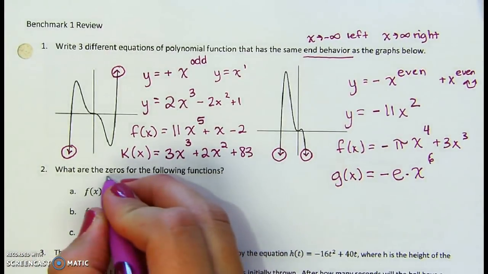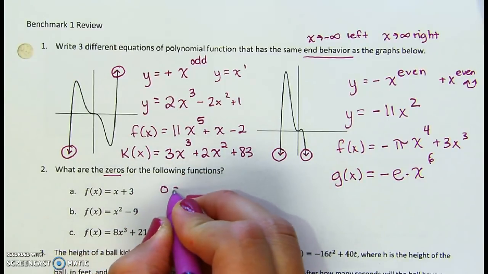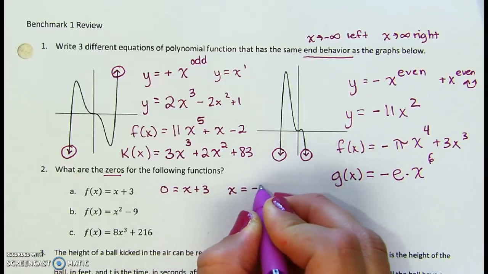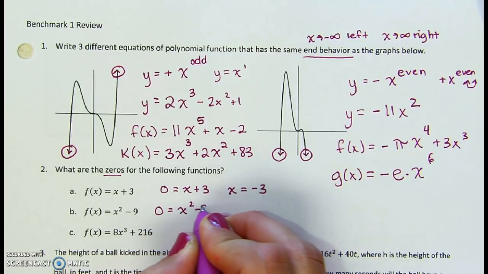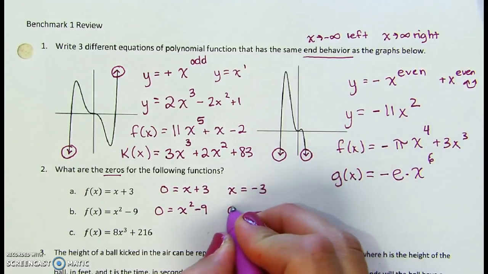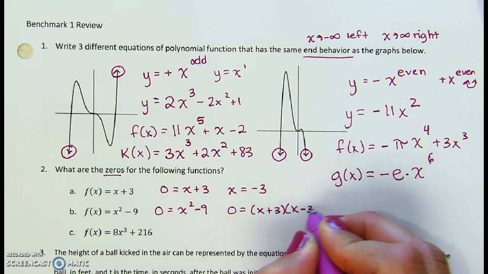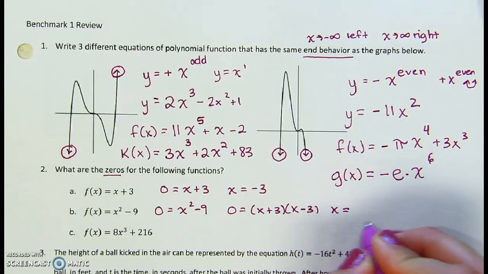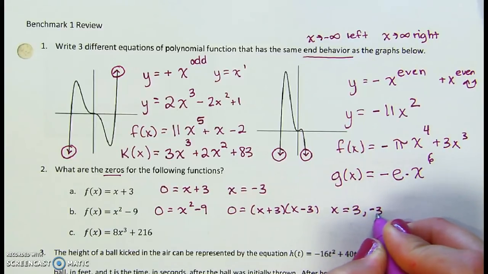What are the zeros? Oh, we've been doing so much of this. So zeros means f of x equals 0. So we say if 0 equals x plus 3, then x equals what? Negative 3. Okay, if 0 equals x squared minus 9, now this one was linear. We just subtracted 3, but this one's quadratic, so we need to factor to solve. I guess you could have added 9 and taken the square root, but then you would have to remember to put the plus or minus. When you factor, you kind of know that there's 2 answers there. So positive 3 and negative 3.